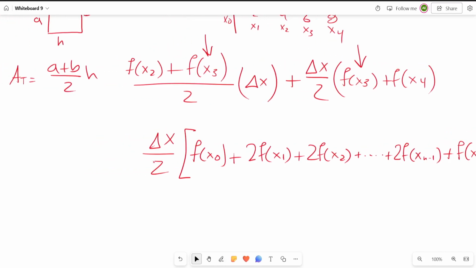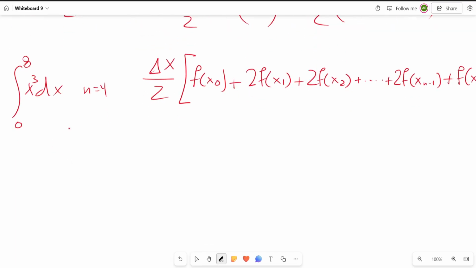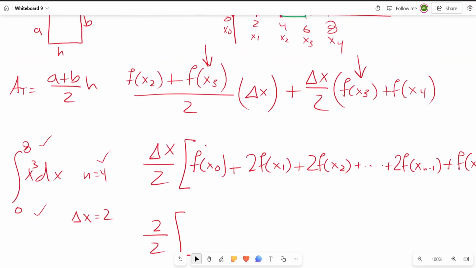Let's try to apply it to our same problem. So it's integration from 0 to 8 of x cubed dx, n equals 4. So again, if n equals 4, delta x is going to be the same, equal to 2, because we have the same b, the same a, the same n. Okay, and let's try and do that now. So delta x, 2 over 2, multiplying f of x0.